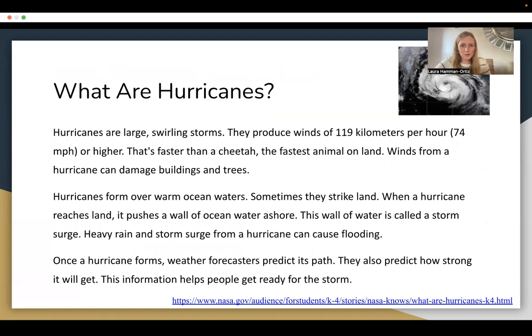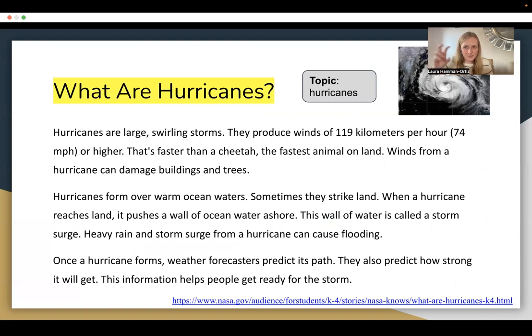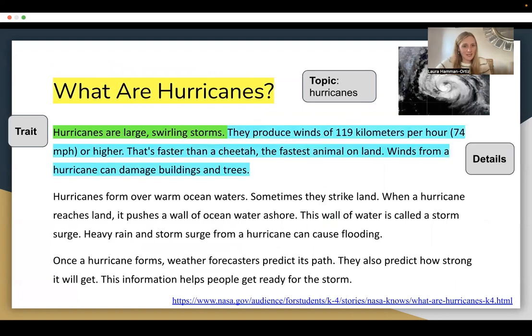All right, so first we'll look for the topic. Hurricanes, right? We can identify that from the title and from the different subtopics. And we see our first trait: hurricanes are large swirling storms. What follows are the details that talk about these storms and how fast they move and what they do.